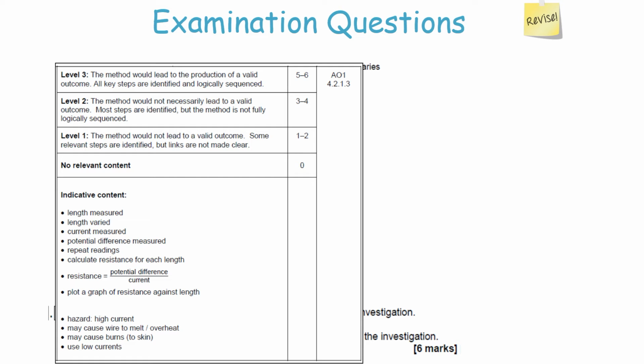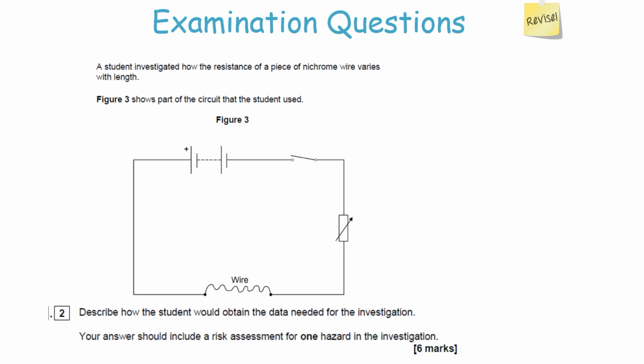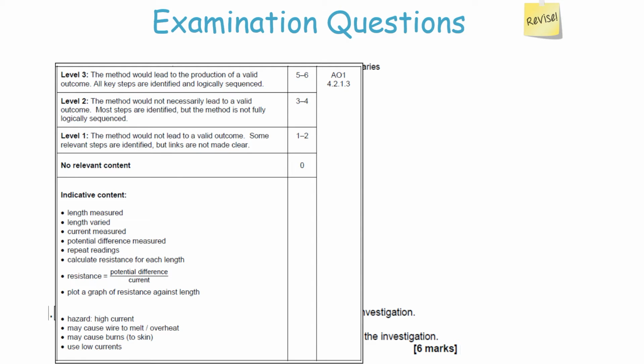You're then going to measure current and measure potential difference, because we want to work out resistance, and resistance is potential difference over current. So if you look at the information here, you would say you would add a voltmeter into the circuit to measure the potential difference. You then add an ammeter in the circuit to measure the current. You can then work out resistance by doing potential difference over current, and then plot a graph of resistance against length.